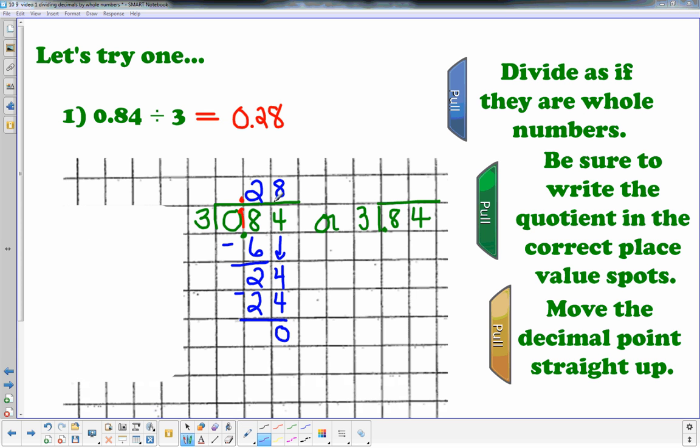How would I check to see if my division problem is done correctly? What's the opposite of division? Multiplication. So I'm going to multiply 28 hundredths times 3 and see if that gives me 84 hundredths. 3 times 2, 6, plus 2, 8. Awesome. We did it right. All right, pause the video, press play when you're ready for number 2.